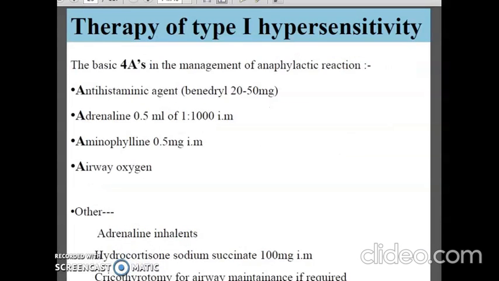The basic 4 A's in the management of anaphylactic reaction are antihistaminic agent, adrenaline, aminophylline, and airway oxygen. Others include adrenaline inhalants, hydrocortisone sodium succinate, and cricothyrotomy for airway maintenance if required. In this, an incision is made through the skin and cricothyroid membrane to establish an airway pathway during certain life-threatening situations.